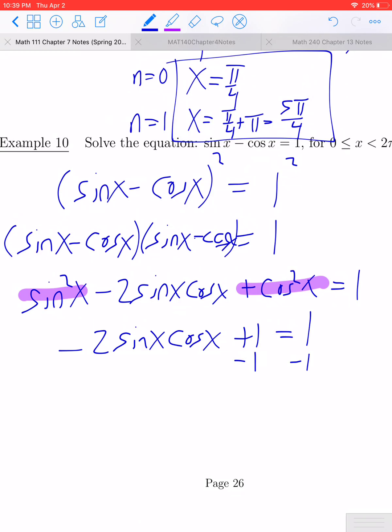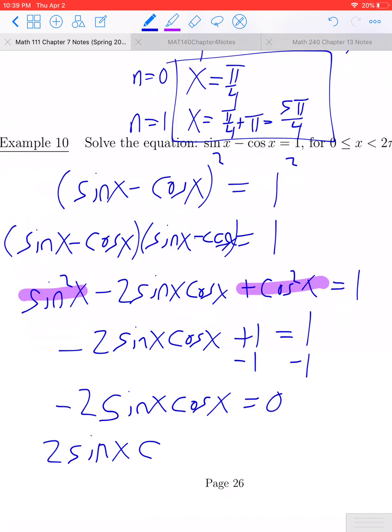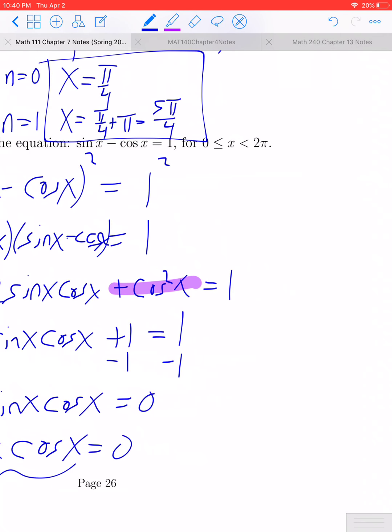I can now subtract 1 from both sides to get negative 2 sine x cosine of x is equal to 0. I can divide both sides by negative 1 to get rid of the negative sign, and we get 2 sine x cosine of x equals 0. Well, this thing here, 2 sine x cosine x, we just saw that a moment ago, that's going to be the sine of 2x. So what we have is the sine of 2x equals 0.